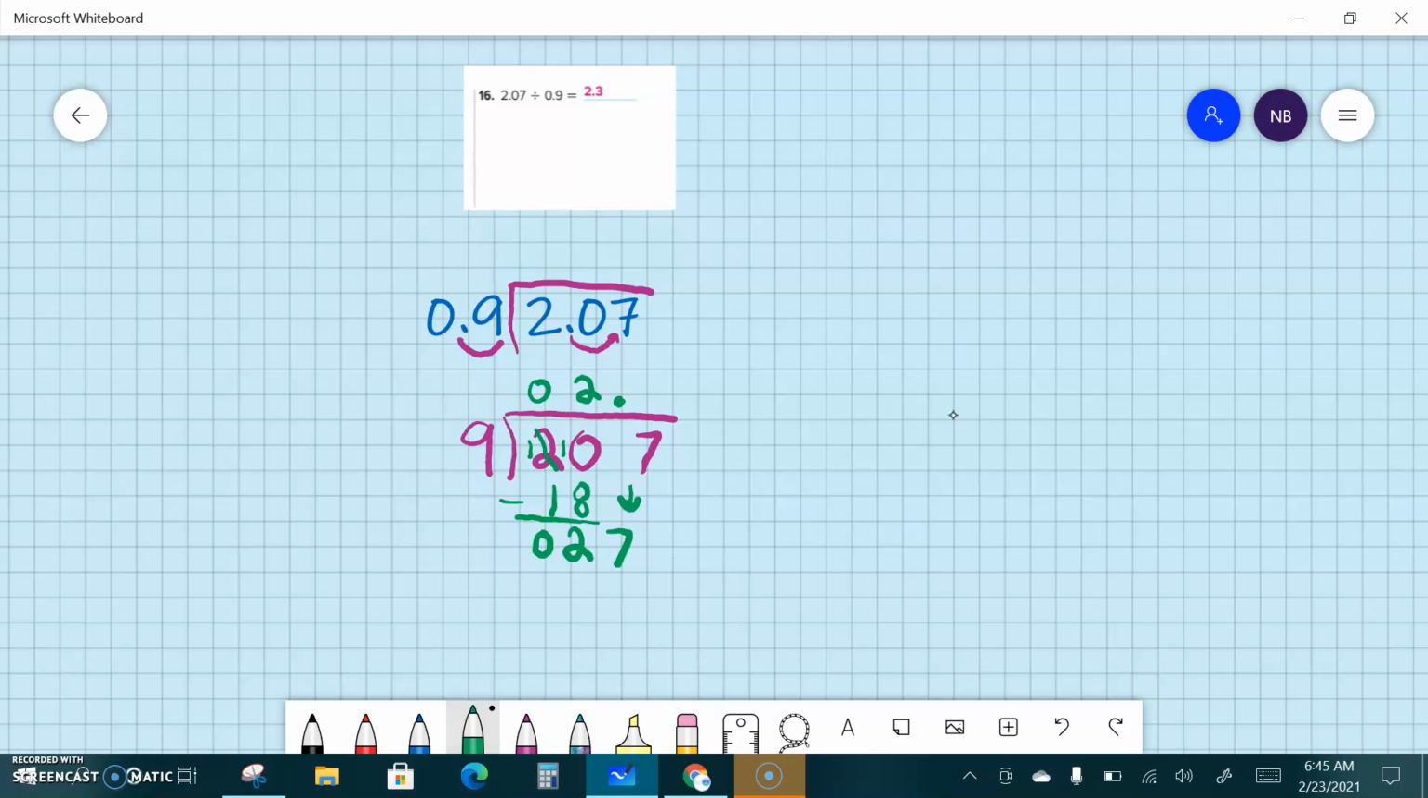And then 9 times what is going to get me close to 27? Or does it equal 27? Well, we know that that is 3, and 3 times 9 is 27. All right, and it matches our answer, 2.3, also here with 2.3.